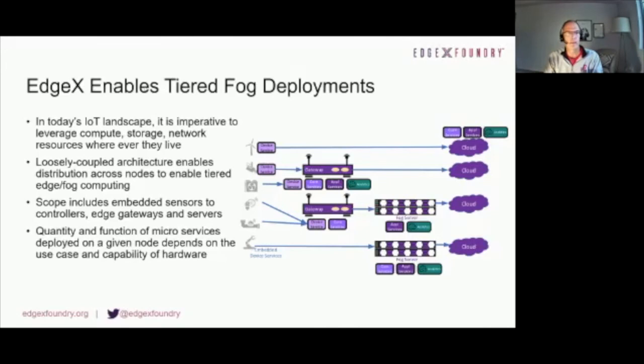EdgeX operates fine in that fashion because it is microserviced and it can be broken across all these boundaries. It runs wherever you see fit. We tend to push as much as possible closer to the edge to reduce latency, but there are pieces you can run on higher end machines where you need that compute power.